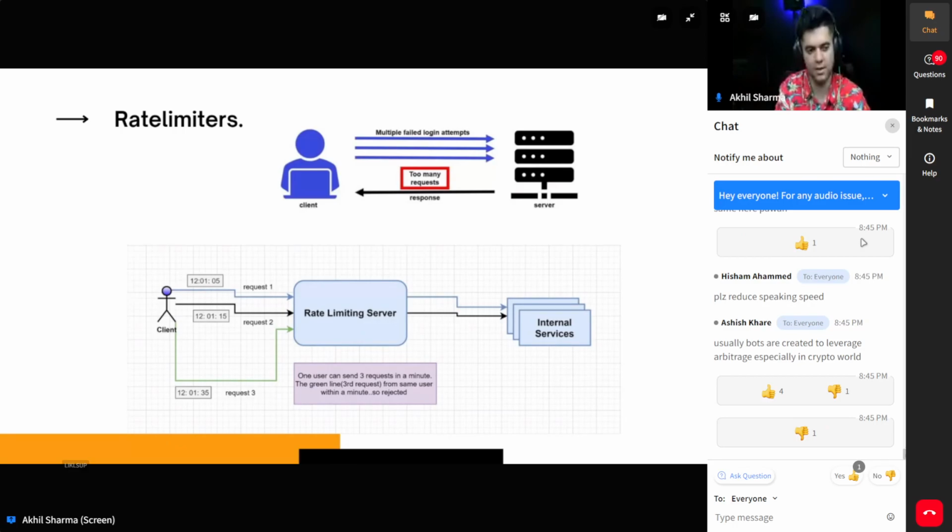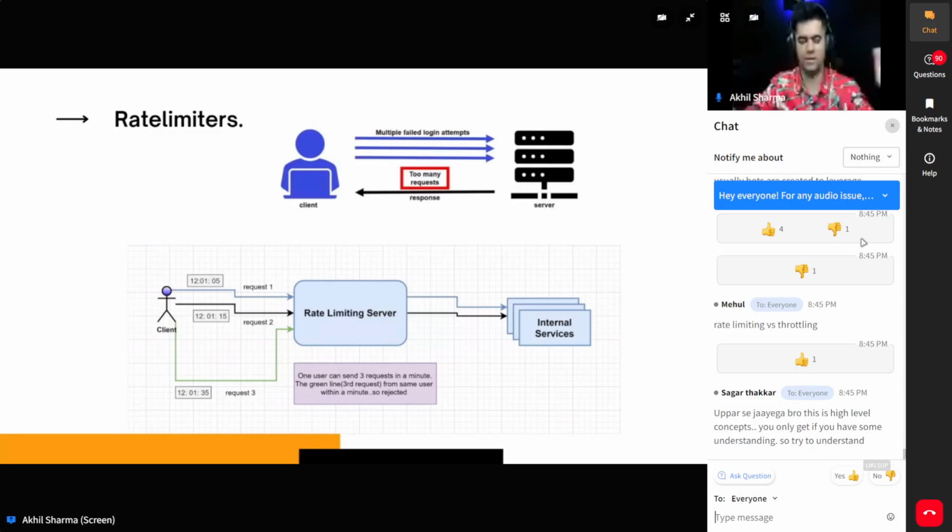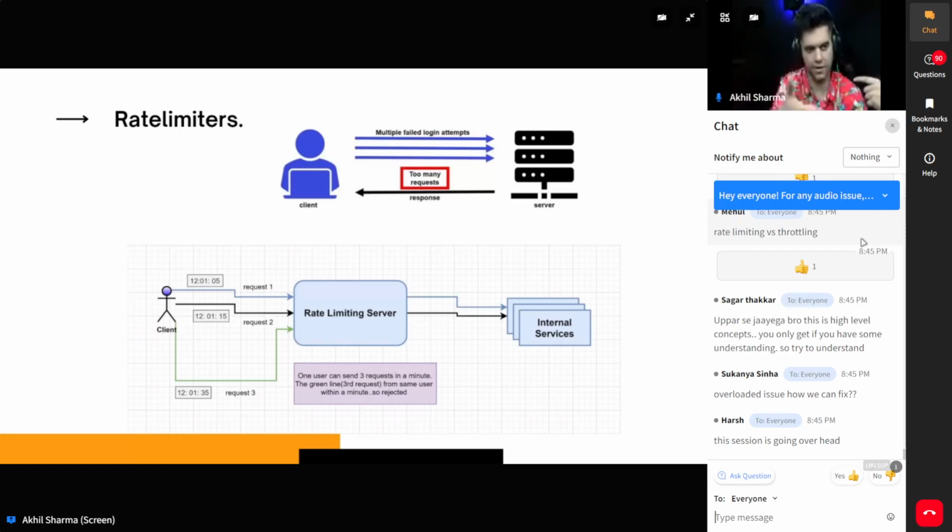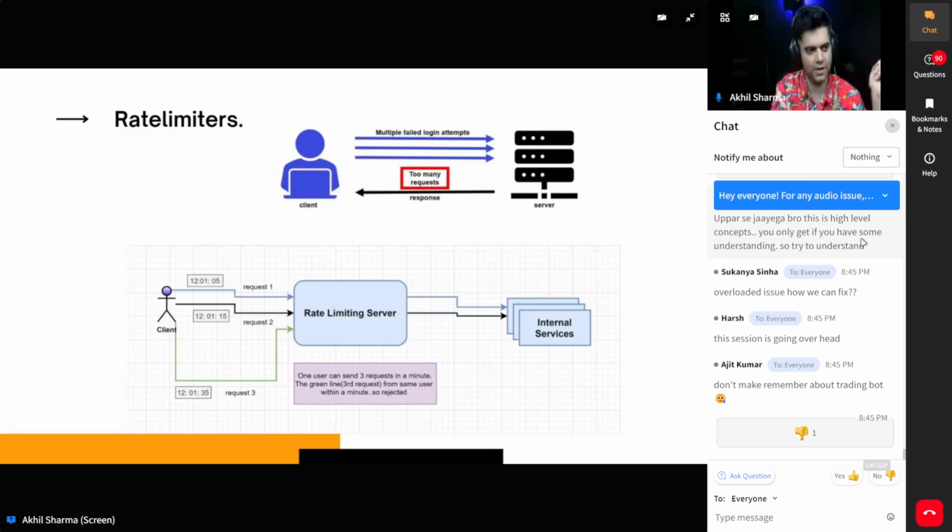With technologies like Golang, you can parallelize, you can run so many processes in parallel, and all of them can make a very fast attack on a website, and you can bring it down. So this is why you need rate limiters.